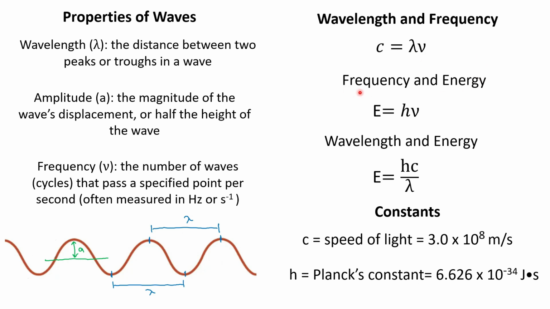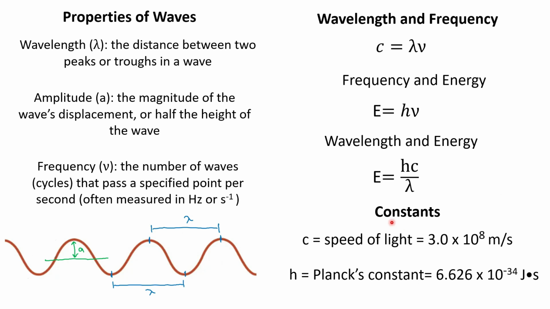There's also a relationship between frequency and energy given by this equation right here, where the energy is equal to Planck's constant times the frequency, where again, h is a constant. It is a given number, just like the speed of light is a constant. Now, I can combine these two equations to give an equation with wavelength and energy given right here, where again, if you know the energy, you can calculate the wavelength and vice versa.